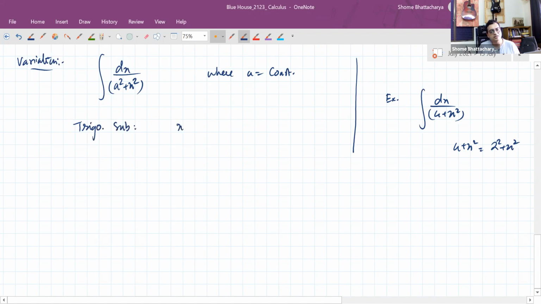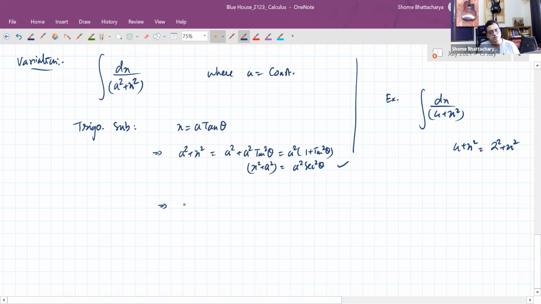That x is this time, instead of tan theta, substituted as a tan theta, so that we can still make the denominator in terms of 1 plus tan square theta. So the denominator, which is a square plus x square, becomes a square plus a square tan square theta, which can still be expressed as a square sec square theta. So this is the logic of doing this substitution.